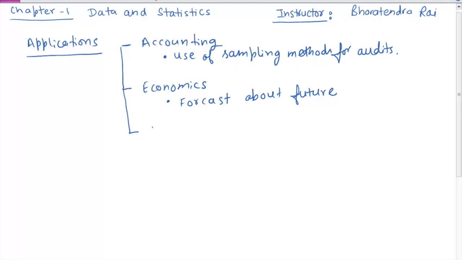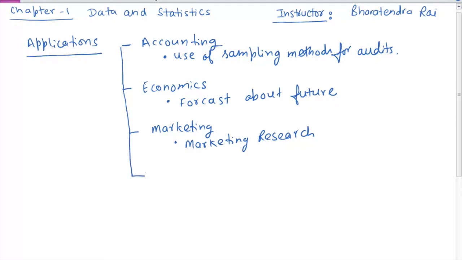Another application is in marketing, and one important area in marketing is marketing research. From time to time marketing people get involved in trying to understand what consumers want, what a customer wants, what are their needs, and they may conduct interviews, they may conduct surveys and analyze that data and use that for the benefit of the business. So that's a very important activity.